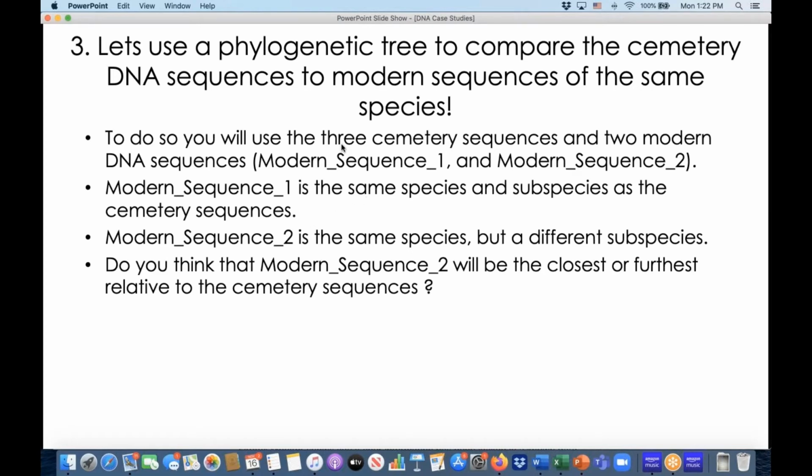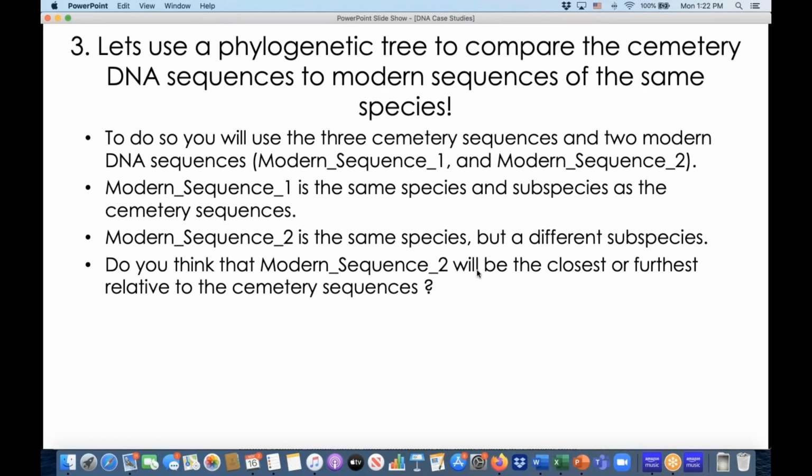Modern sequence 1 is the same species and subspecies as the cemetery sequence. But remember, those cemetery sequences are from organisms that were alive 500 years ago. And so this modern sequence 1 has had 500 years to continue to evolve and diverge. So even though it's the same species and subspecies, there's 500 years of genetic separation between this and the cemetery sequences.